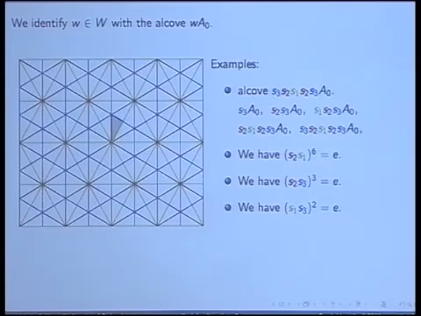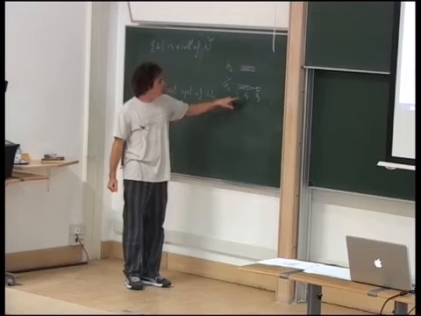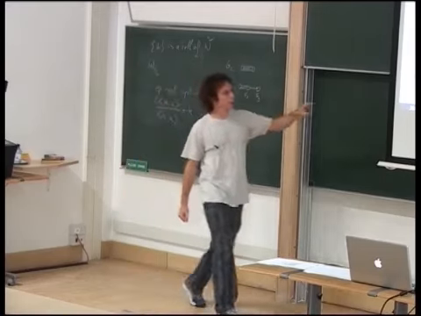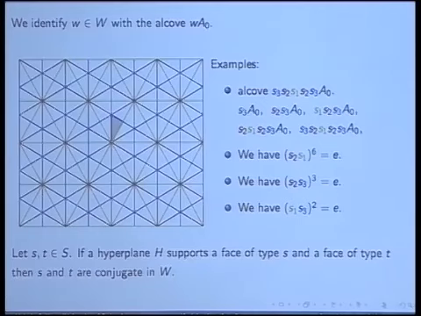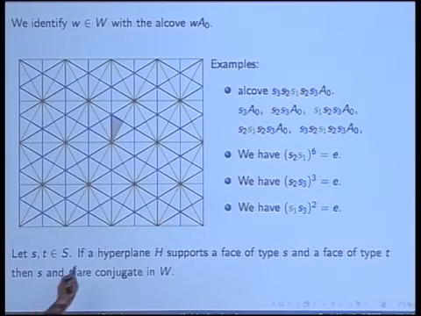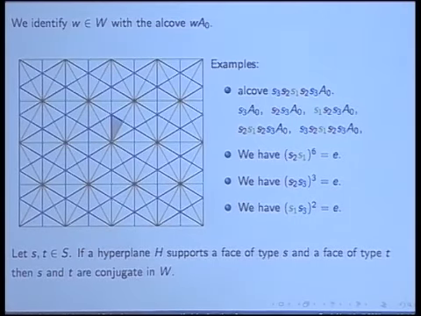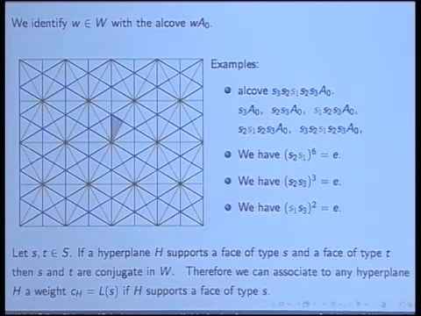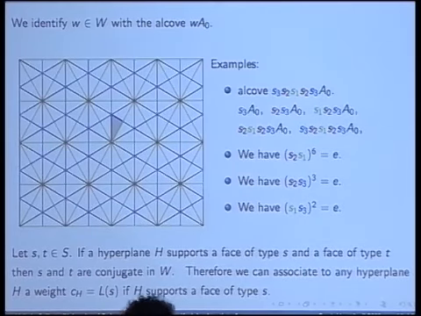The other thing you need later on is that if you take a hyperplane and it supports a face of type S and a face of type T, then S and T are conjugate. So here S1 is conjugate to no other element. So if you look at the hyperplanes of type S1, which are the green ones, they're all green. But if you look at the hyperplane of type S2, blue, then S2 and S3 are conjugate, so you can have both colors on one hyperplane, red and blue. So you can associate to any hyperplane a weight, the weight of the faces it contains.